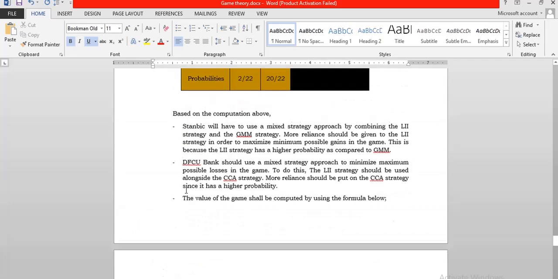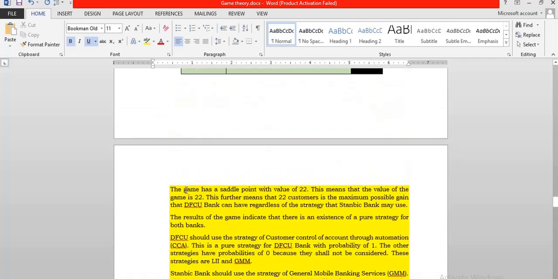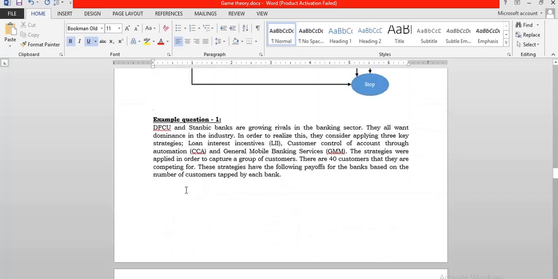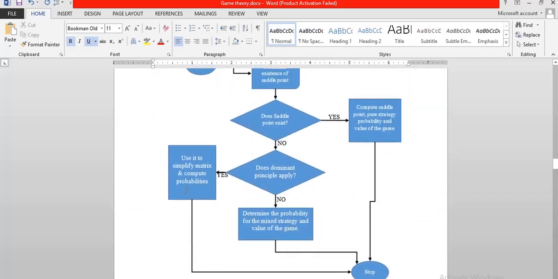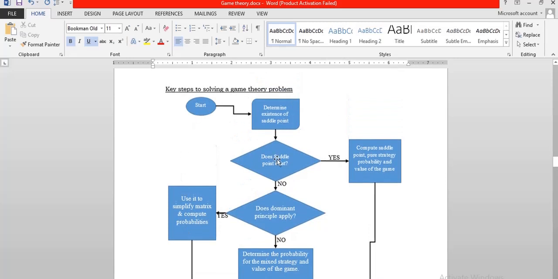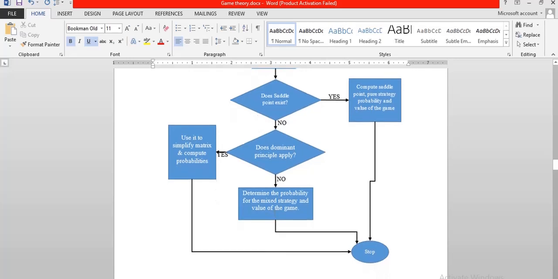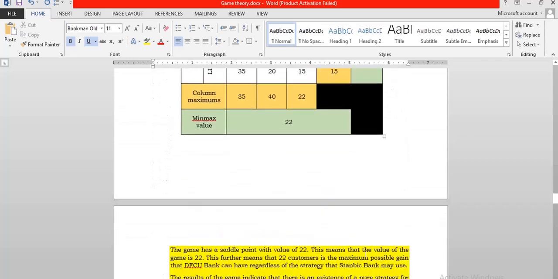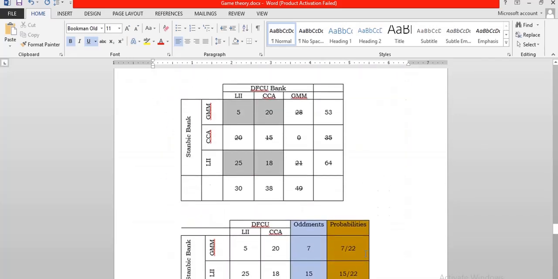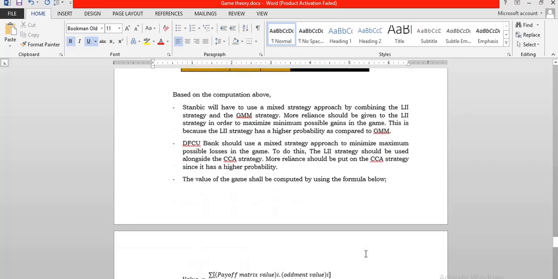I'm trying to show you that we can use all the positions. Starting from here, we have looked at saddle point, we have looked at dominant strategy, and now we're looking at the situation where you don't have a saddle point and you don't have the dominant strategy or principle. You proceed to this last position and you stop. That's the last example I'm going to show you in this particular situation, so I want you to look at it here.